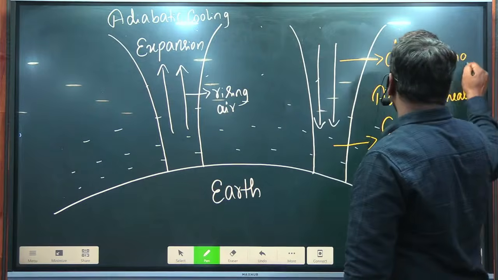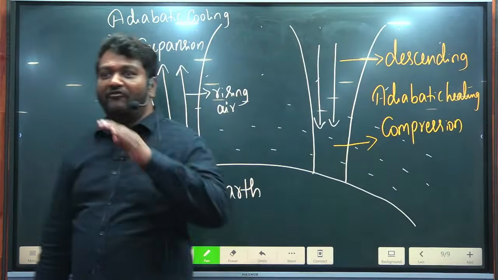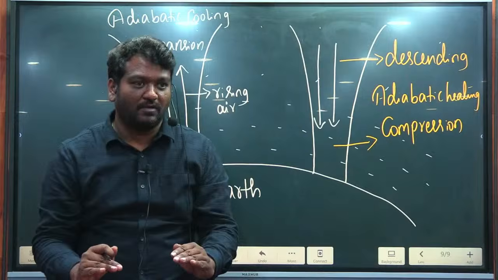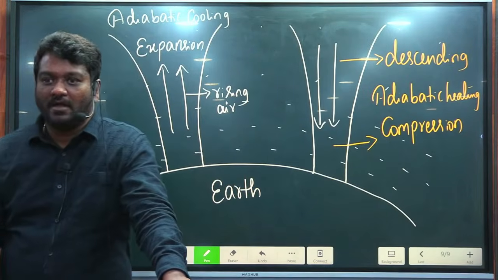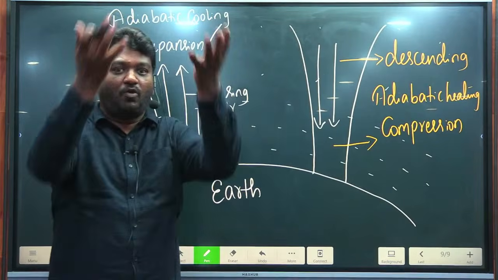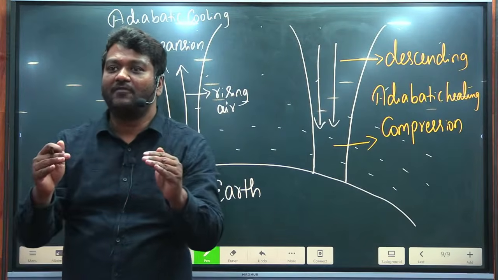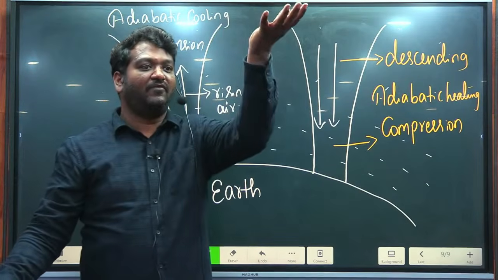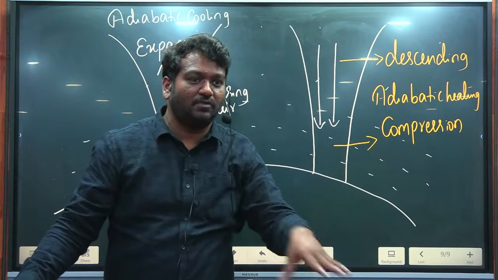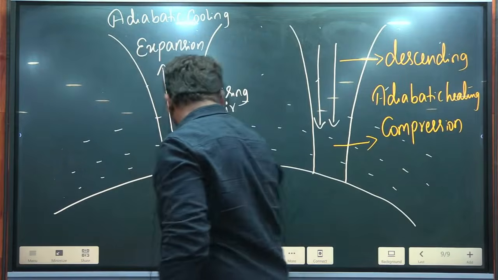What is this called? Descending. Whenever air comes down, heating occurs, no rainfall. Whenever air rises, cooling occurs, you will have more rainfall. Are you getting the point? Rising leads to rainfall, descending leads to no rainfall. Can you tell me now?